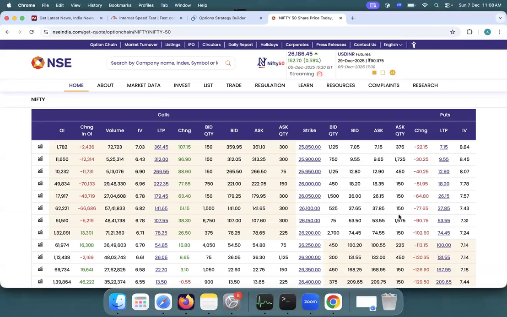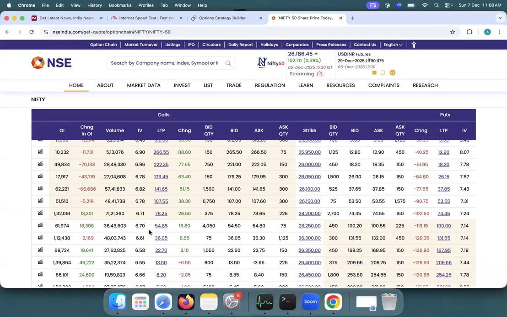Similarly, on the call side, when the market moves up, if it grows beyond 26,300, you pay 36 rupees, and if it becomes 50 at expiry, your profit will be 14 rupees. Correct? If it goes to 26,400, your profit will be 64 rupees.